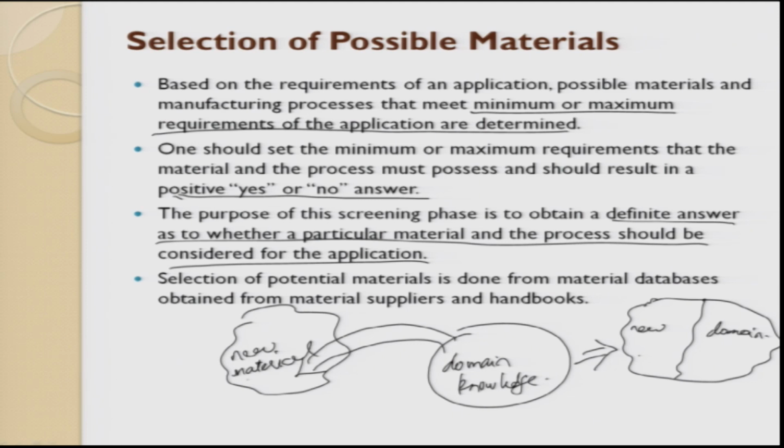Generally the new material comes out of research, magazines, or industry introduces it. And the domain knowledge predominantly can be a handbook, which is static and gets revised once in 10 years or something. So you have knowledge, plus you go for handbooks, material suppliers, and then try to get information. All these things are used for selection of a possible material for making a product.